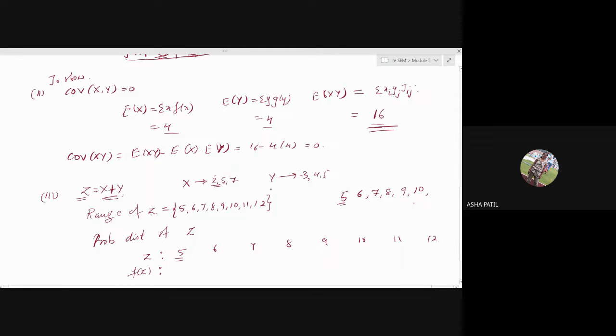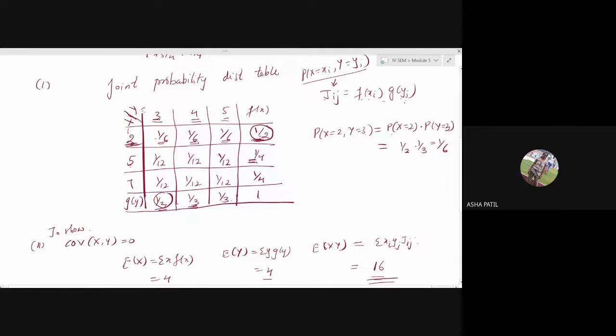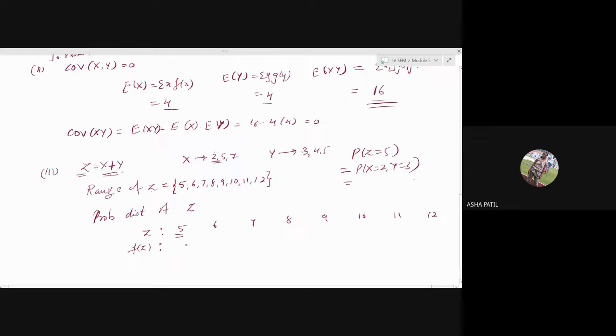The probability that z equal to 5 is nothing but the probability that x equal to 2 and y equal to 3. What is this probability from your table? X is 2, y is 3. How much is it? 1 by 6. So you'll get 1 by 6.